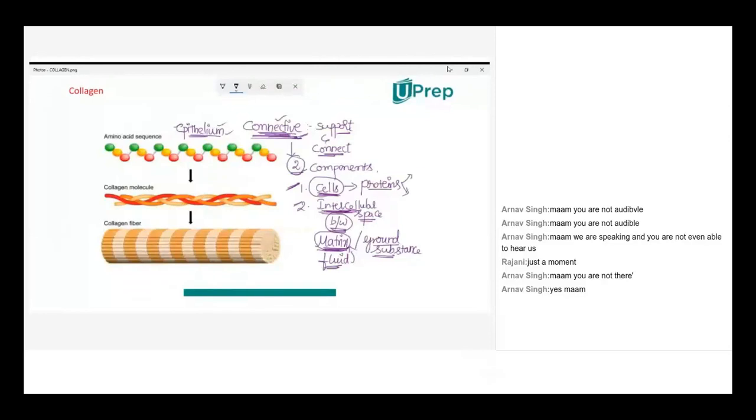Okay, just repeating the statement. The connective tissue is the tissue which supports and connects other tissues by means of matrix and proteins. Now here matrix stands for the fluid present in between the cells, and proteins are nothing but collagen and elastin proteins. Okay, clear about the definition of connective tissue?